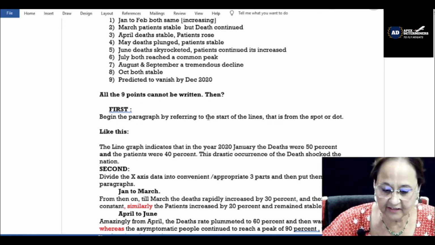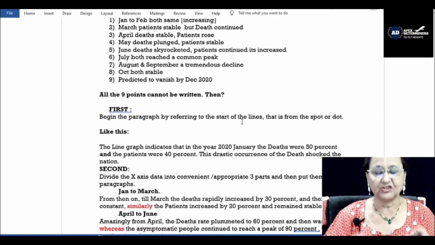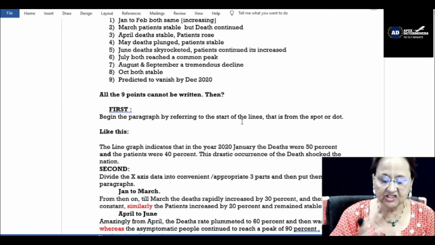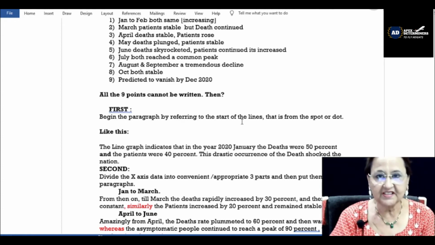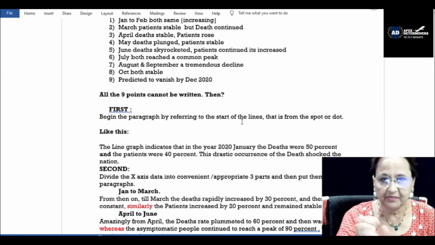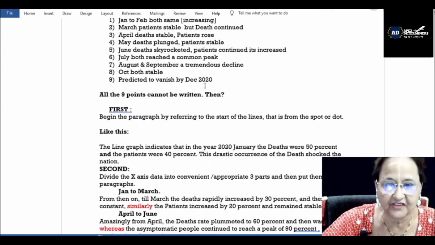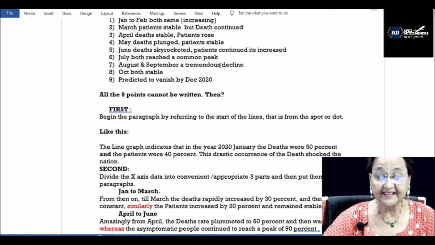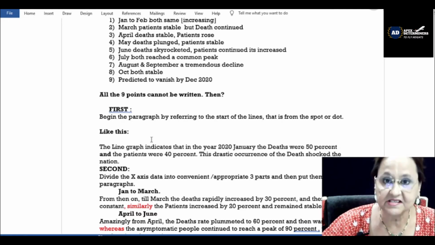First, begin the paragraph by referring to the start of the line. Any graph that you get, please remember where the line starts, what is the first information on the graph, mention that after the introduction. Your first sentence should be based on what the graph is talking about or referring to or indicating in the very beginning, like this.